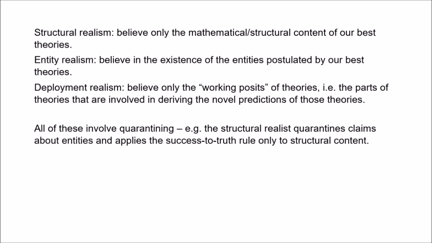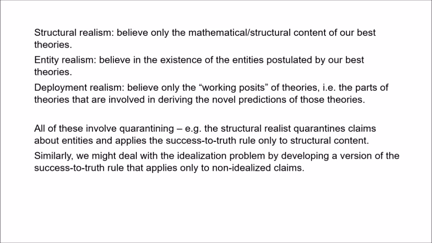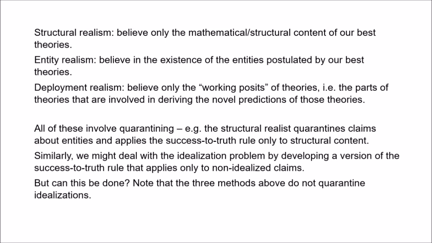So similarly, one way to deal with the idealization problem is to develop a version of the success to truth rule that applies only to non-idealized claims. The problem is nobody has yet come up with a plausible method for this, and it is very questionable whether it can be done. I mean, the first thing to note here is that whether or not any of these previous quarantining strategies successfully rebut the historical argument, they all end up counting idealizations within the acceptable parts of scientific theory. So none of these strategies quarantine idealizations.